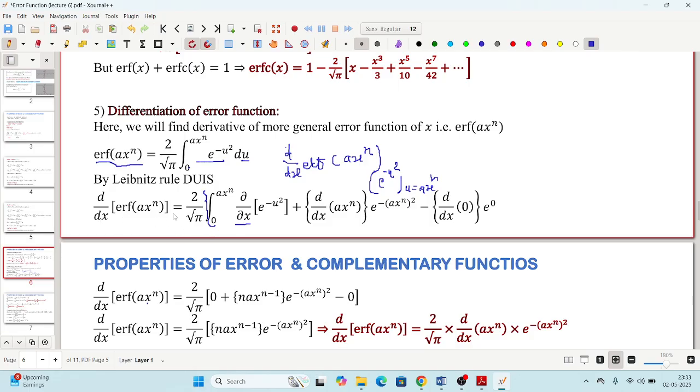The same method we will apply to find d by dx of a square x square also. The first term will become 0 because there is no change in the integrand. The third term again is 0 as the lower limit is 0. Only in the second term there will be a change. Similarly, if it is only root x, here there are changes in the limit again. The limit of the error function is 0 to, instead of ax to the power n, the upper limit will be root x. So the same changes will be reflected in the solution.